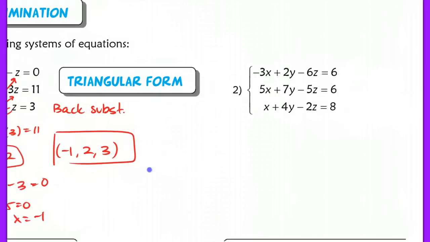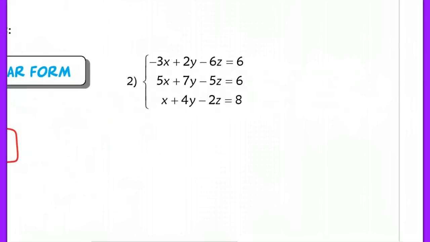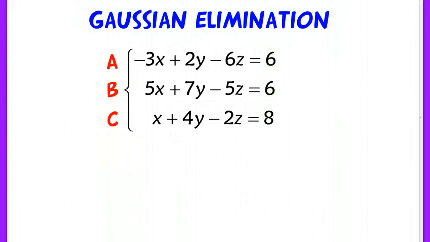So as you can see, this next problem, number 2, is not in triangular form. So we're going to use Gaussian elimination here in order to solve this system. Gaussian elimination is just a method that allows us to rewrite and convert a system into triangular form. So we're going to just use operations on our rows here, and I denoted each row as A, B, and C. But we're going to do operations on these rows in order to eliminate variables so that I can get it into triangular form.